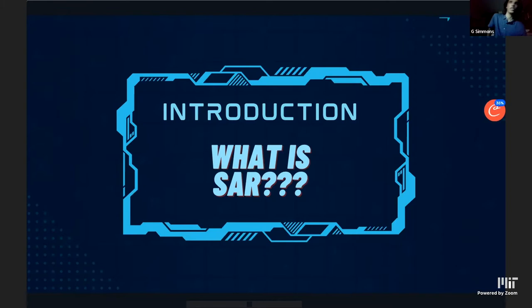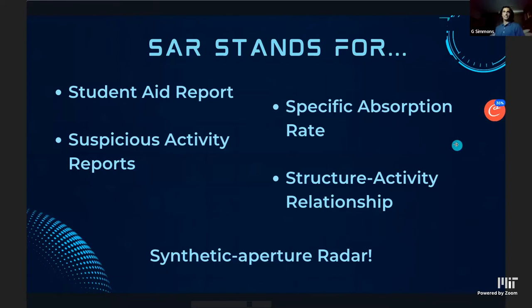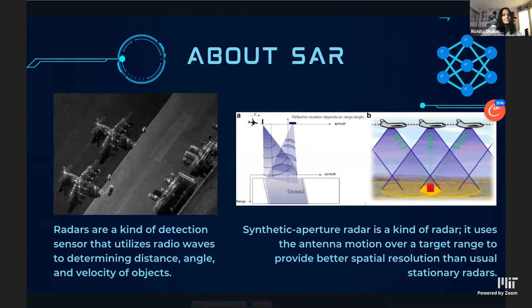So what exactly is SAR? It stands for a lot of different things, but the main thing that we are doing is synthetic aperture radar. If you're not already familiar with radars, they are a kind of detection technology, and essentially they're a sensor that sends out radio waves, and based on the data they get back and how they get these waves back, they determine distance, angle, and the velocity of objects. Now, synthetic aperture radar, also known as SAR, is a special kind of radar. It uses the antenna motion over a target range to provide better spatial resolution than usual stationary radars.